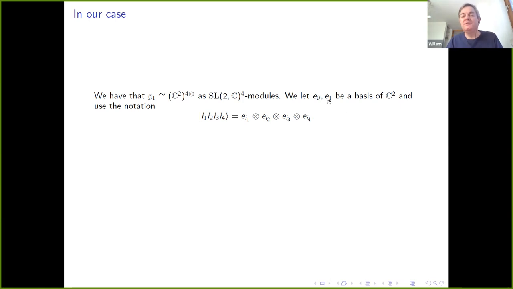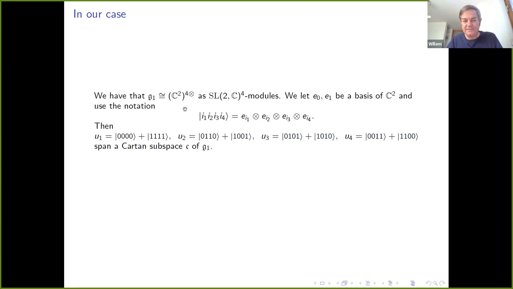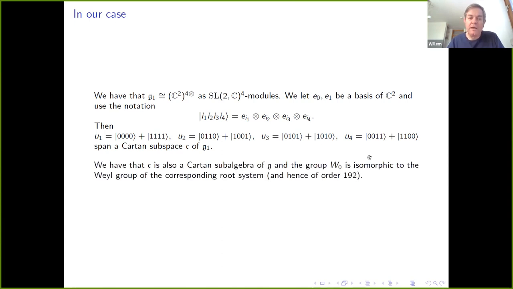So let E0, E1 be a basis of C2, and we abbreviate the tensor in this notation, which is the notation used in quantum information theory. Then these four elements span a Cartan subspace, and it's a well-known thing. We didn't invent it or find it; it's already in the literature. This C actually has dimension four, and therefore it's also a Cartan subalgebra of G, because G is a simple Lie algebra of type B4.